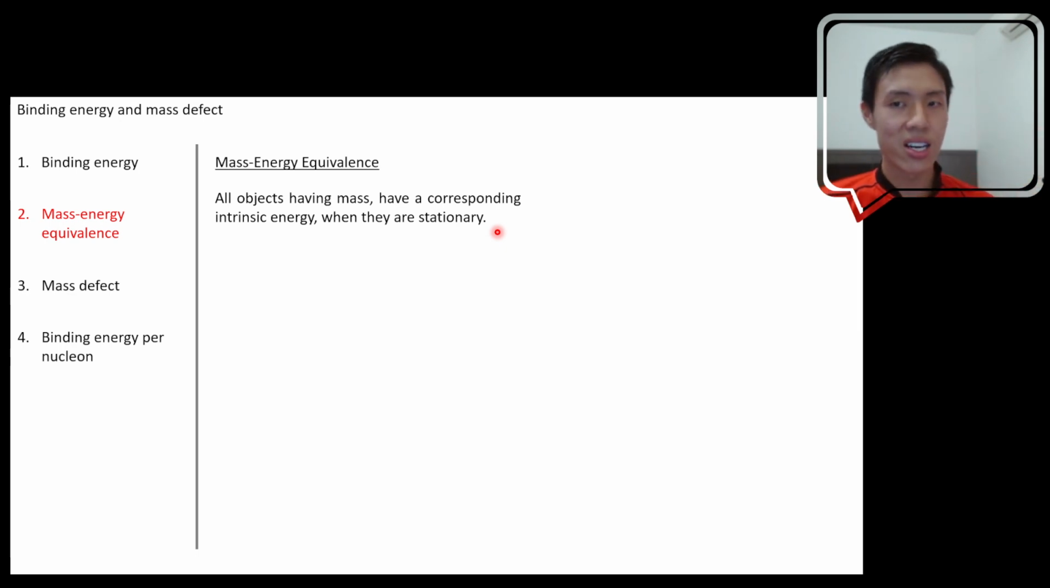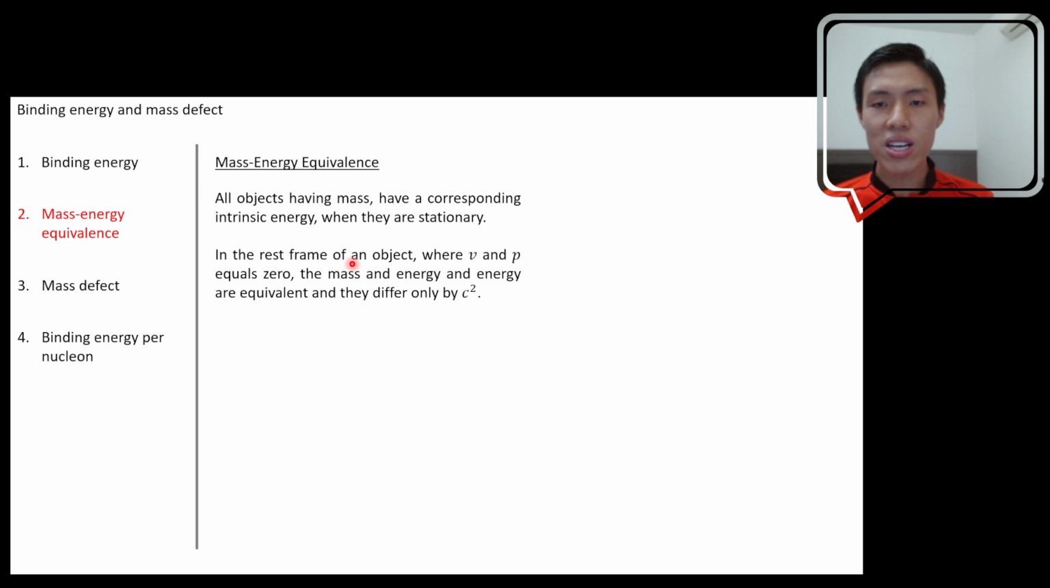So in the rest frame of an object, don't worry too much about rest frame. Just think of it as when an object is at rest. Your v and your p are equal to 0. v is your speed, p is your momentum. So your speed and momentum are both 0. The mass and energy are equivalent and they differ only by c squared.